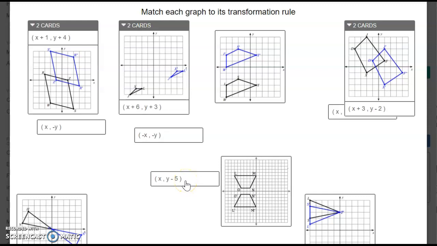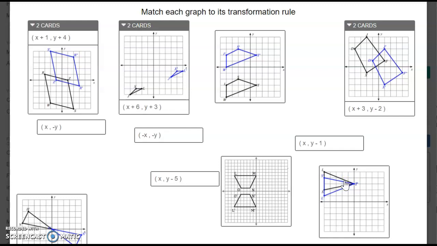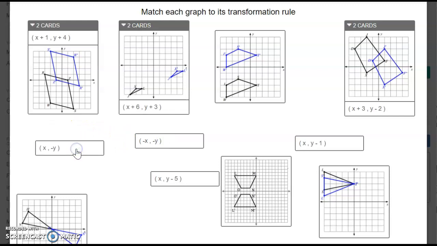Y is becoming y plus 5. I think this is an error here. Okay. Okay, so now we have 1, 2, 3, 4. All right, so what's happening here?